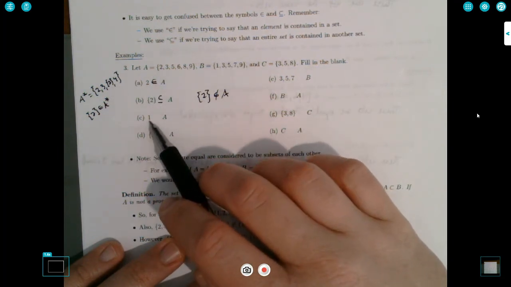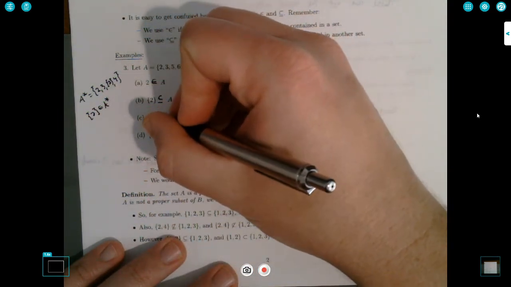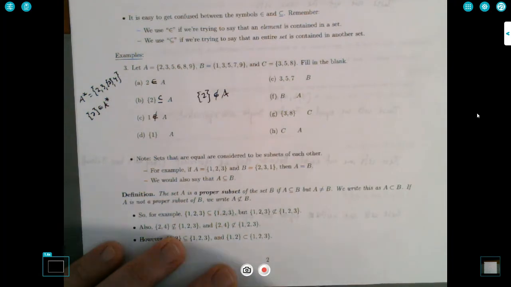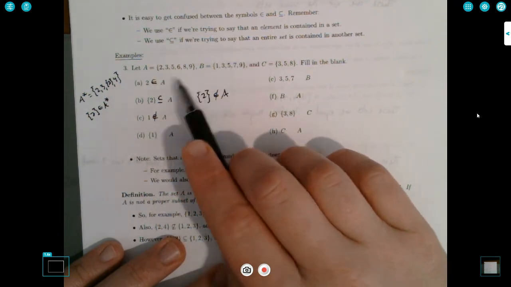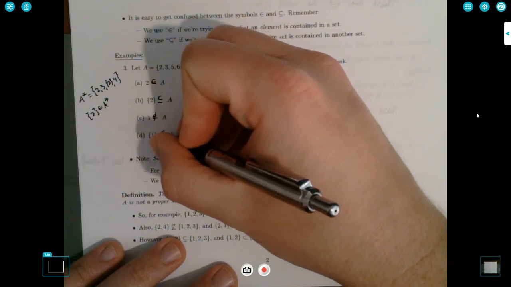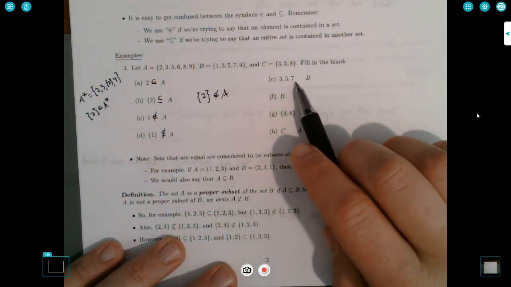Part C: 1. Again, no curly braces, so we must be talking about an element. But it's not an element, so the correct symbol would be to say it's not an element. Okay? Part D, we have curly braces around the 1. Now we're thinking of the 1 as a set, but it's not a subset of A, so we would say it's not a subset.